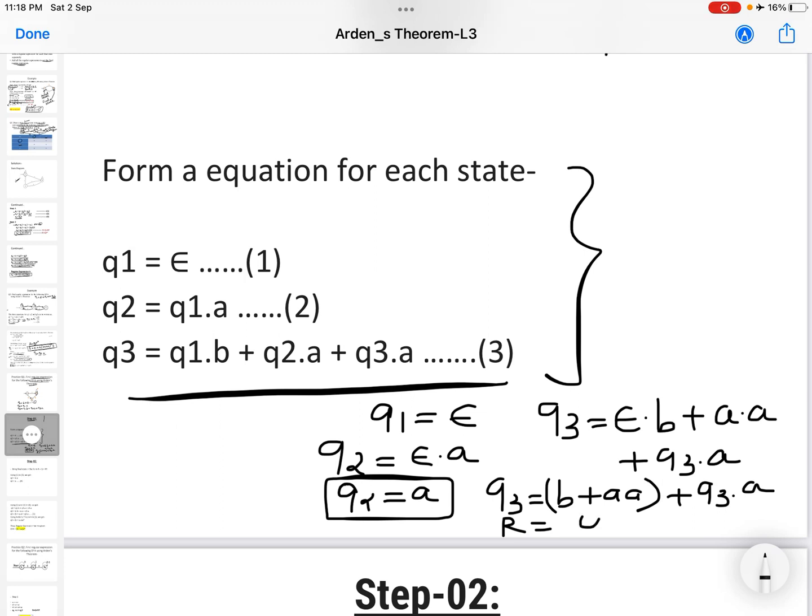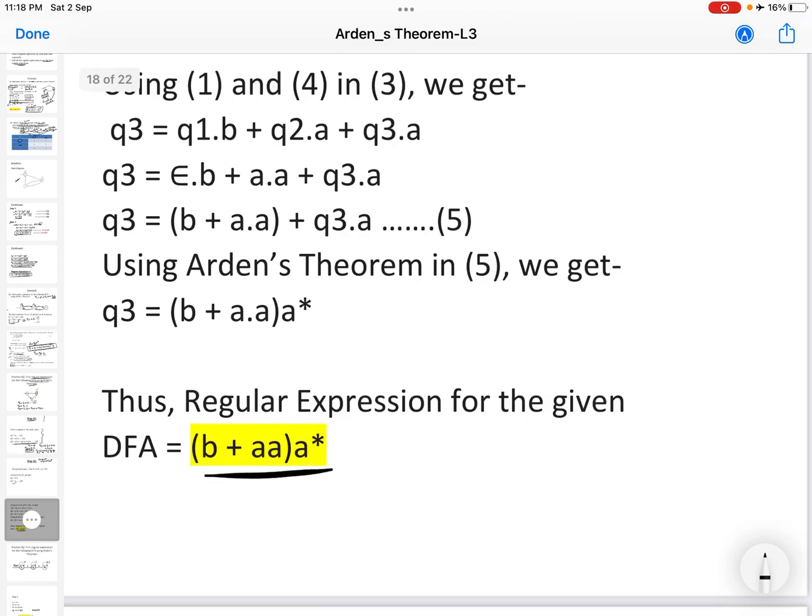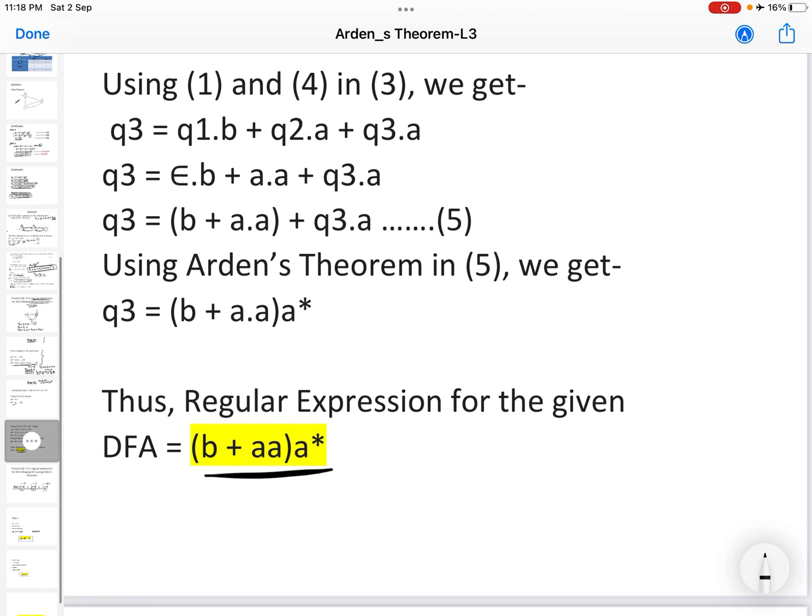This is R is equal to Q plus RP. We can write this as R is equal to QP asterisk. So Q is B plus AA, into A asterisk. So we wrote this: (B plus AA) into A asterisk.